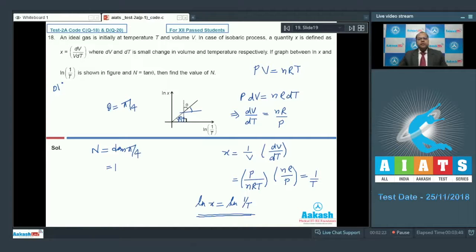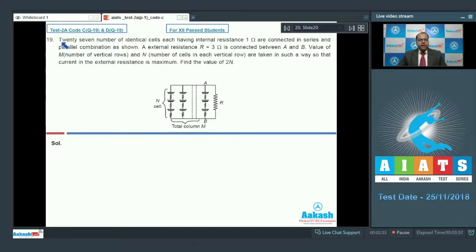Let's move to question number 19. In question number 19, 27 identical cells, each having internal resistance 1 ohm, are connected in series and parallel combination as shown. An external resistance R equal to 3 ohm is connected between A and B. The values of M, that is the number of vertical rows, and N, the number of cells in each vertical row, are taken in such a way so that current in the external resistance is maximum. Find the value of 2N.